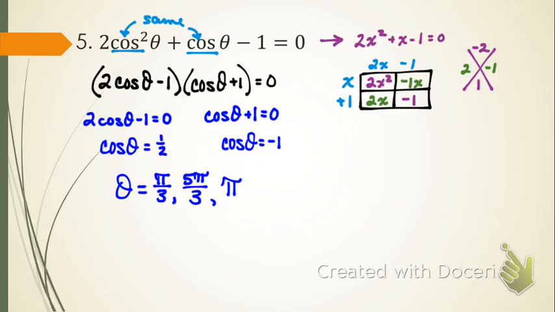Do I need to check these? What is the domain of cosine? All real numbers. So is any angle value going to be a problem for cosine? Nope. So I'm good there.